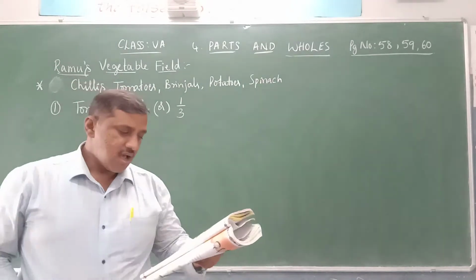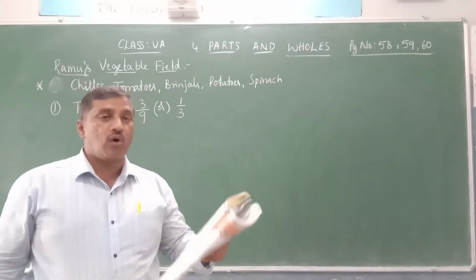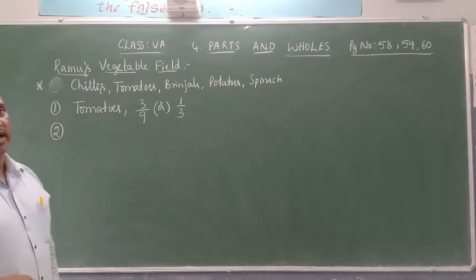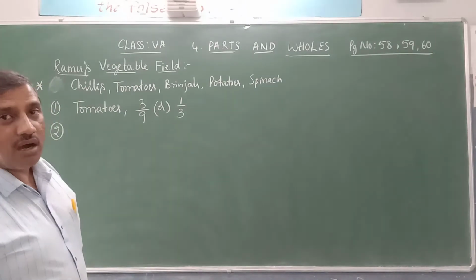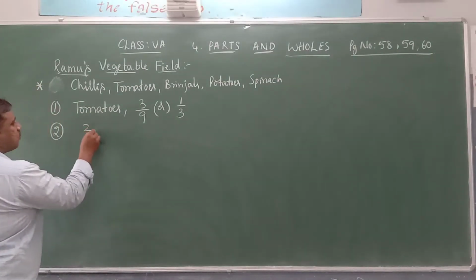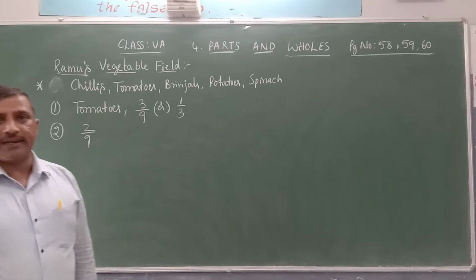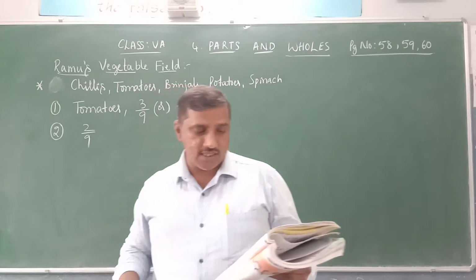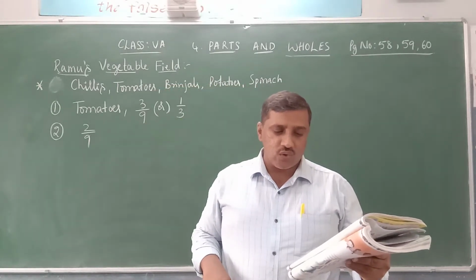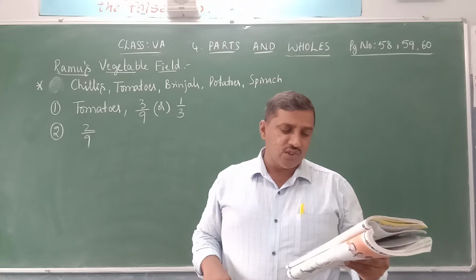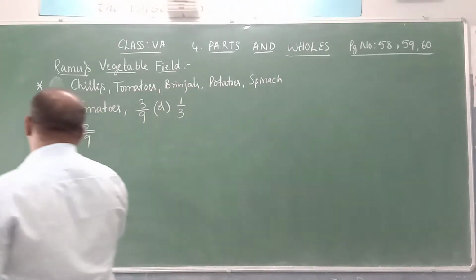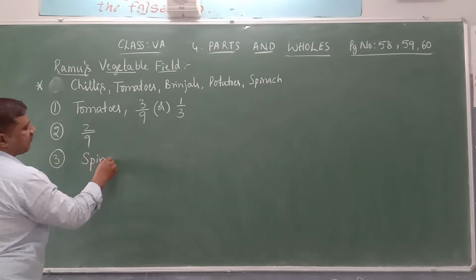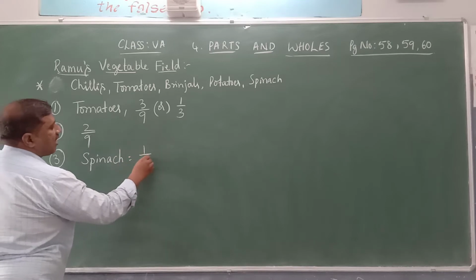Now the second question. On what part of the field does he grow potatoes? Potatoes are in 2 parts out of 9. Therefore it is 2 by 9, or 2 parts out of 9 parts. Like the third question: what part of the field is used to grow spinach? Spinach, how many parts is he using out of 9 parts? Only 1 part. Therefore, what fraction is spinach? 1 over 9.